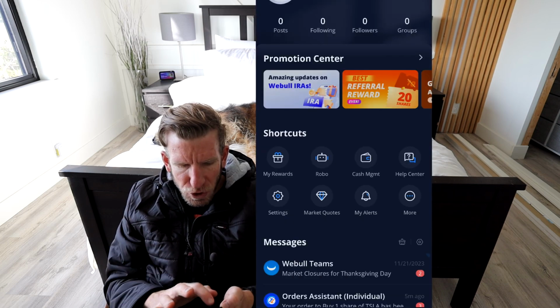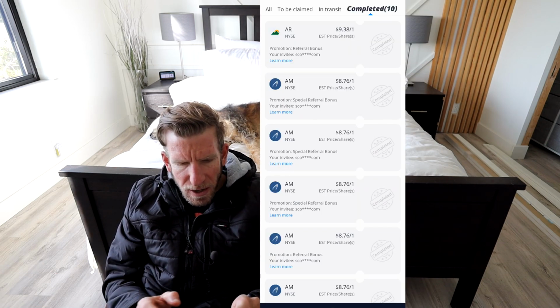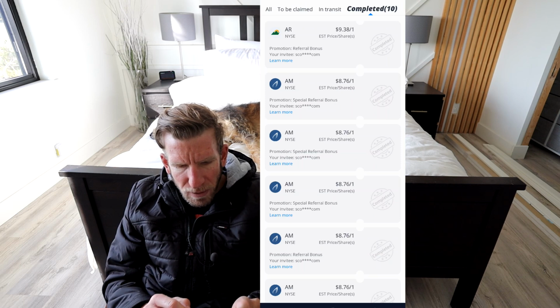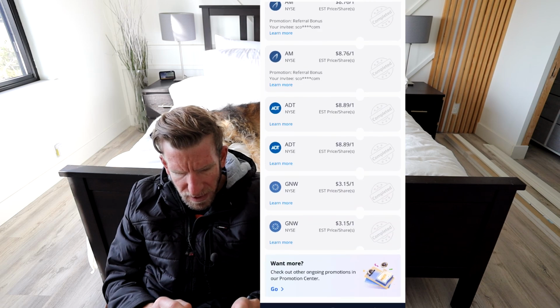I do want to show you the shortcut for My Rewards. Now, if you start investing with Webull and you recommend it to your friends, family, this is where you get your My Rewards. So as you can see right here, this is my promotion, my referral bonus, and I was able to pick up these shares. I think I actually sold a couple of these, the GNW and the ADT.